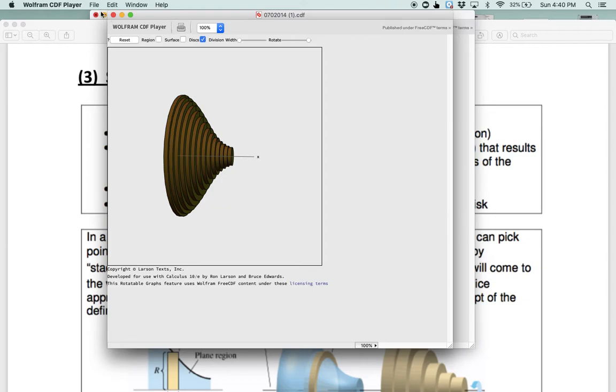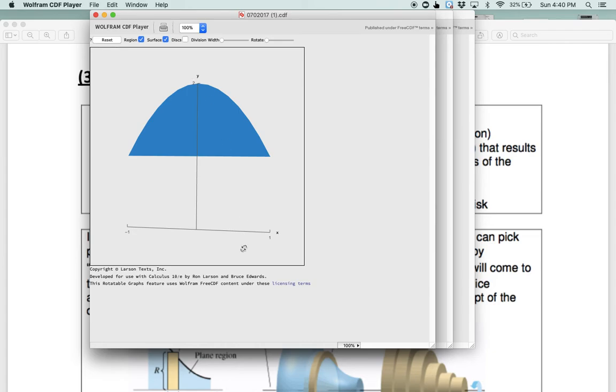Now, the last one that I want to show you is this: both of the examples that we looked at first revolved around the x-axis, but they do not have to. You can rotate around any line, horizontal or vertical. We'll look at some vertical examples a little bit later on.